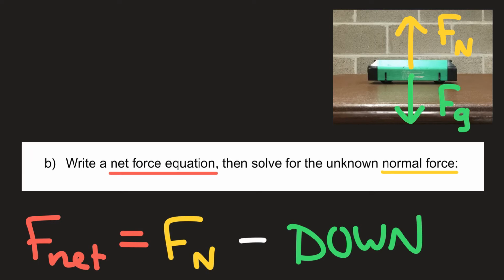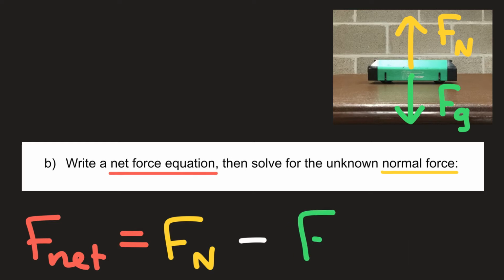The force of the earth pulls down on the cart. So let's put that in. So now we have a net force equation. F net equals up forces minus down forces equals the normal force minus the force of gravity.